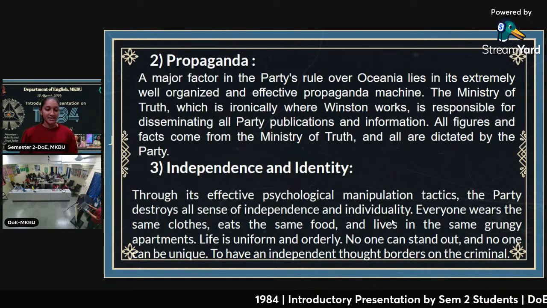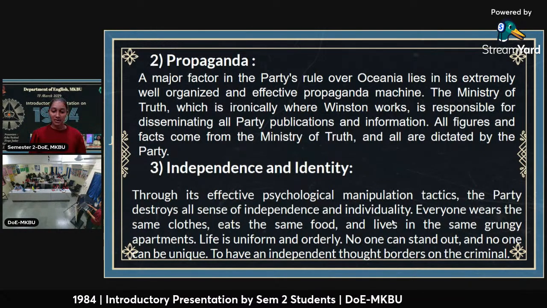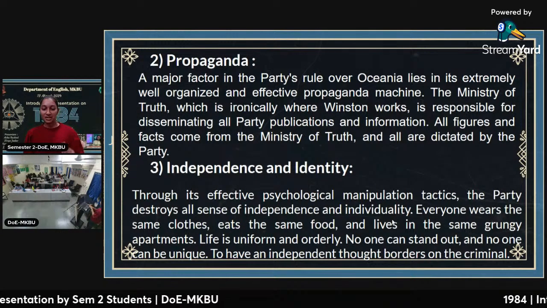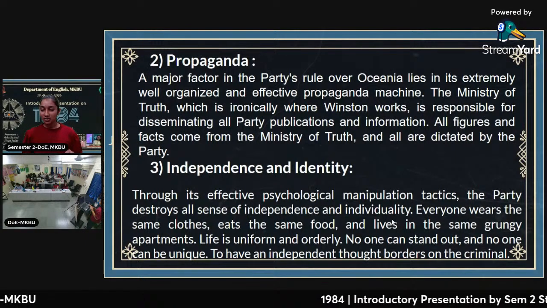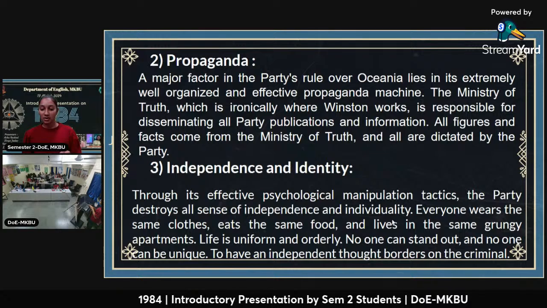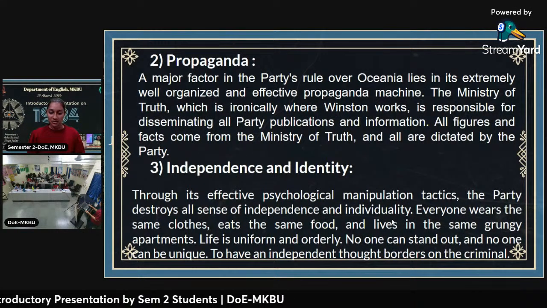Third one is independence and identity. Through its effective psychological manipulation tactics, as we find in the strategy of Big Brother, they manipulate the minds of the people and citizens to live under the control of its rules, and the party destroys all sense of independence and individuality.